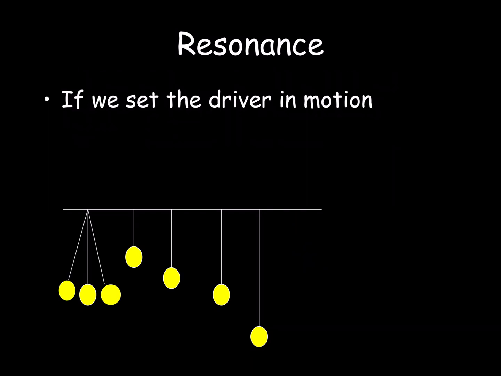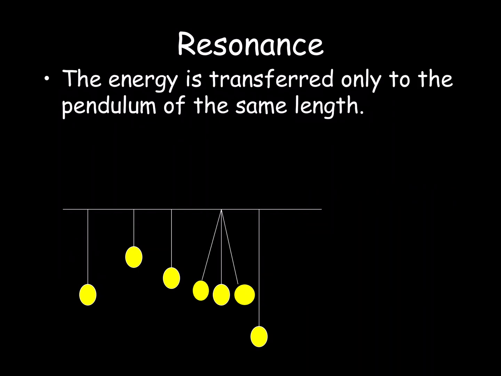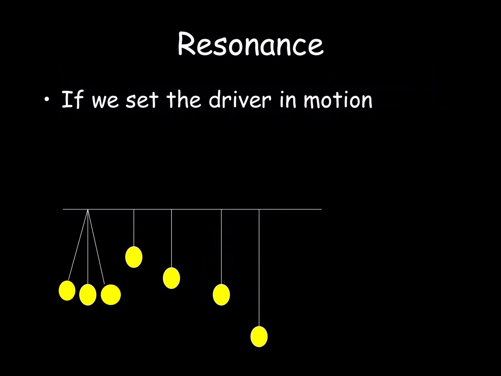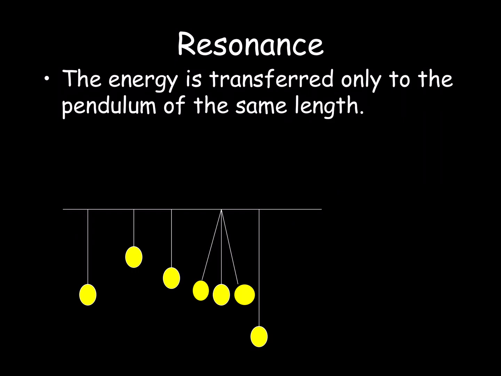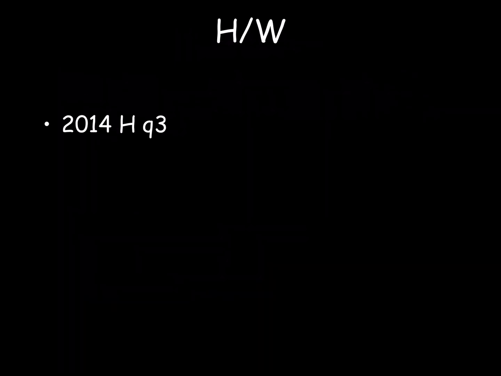So what happens is, as you set the one on the left oscillating, it's called the driver, it transfers its energy to the one of the same length without affecting the others. And the energy basically goes backwards and forwards between those two. Not as quickly as this, obviously, it takes some time. So we've got resonance, perfect transfer of energy between two bodies.